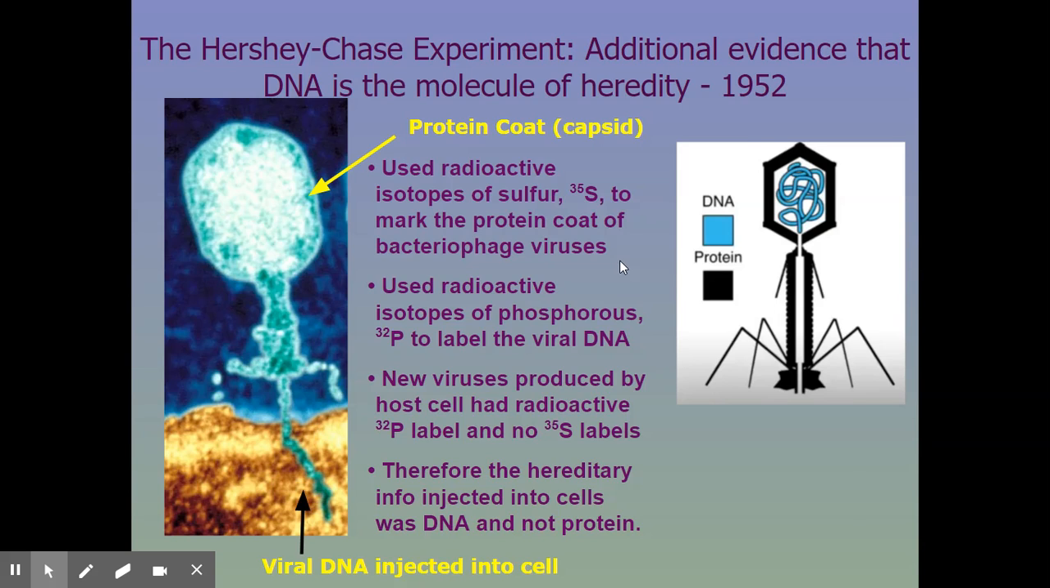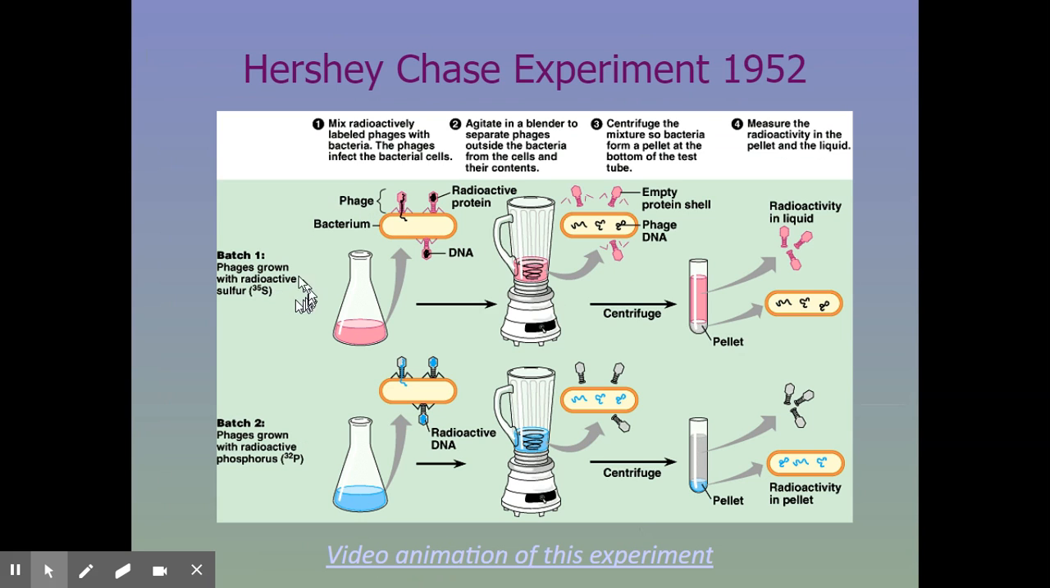So how did they do that? Well, basically what they did was they grew phages, like I said, in a radioactive sulfur environment, so the protein coats were labeled. They infected the bacteria. They then put those into a blender, and all the blender did was to knock off the protein shells. And they're much smaller than the bacteria.